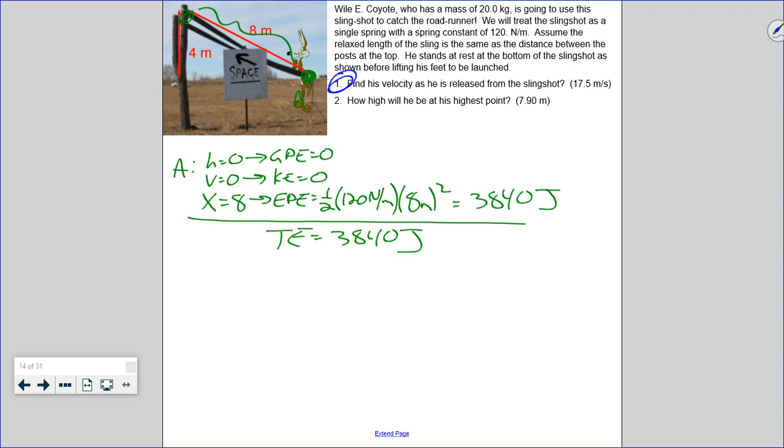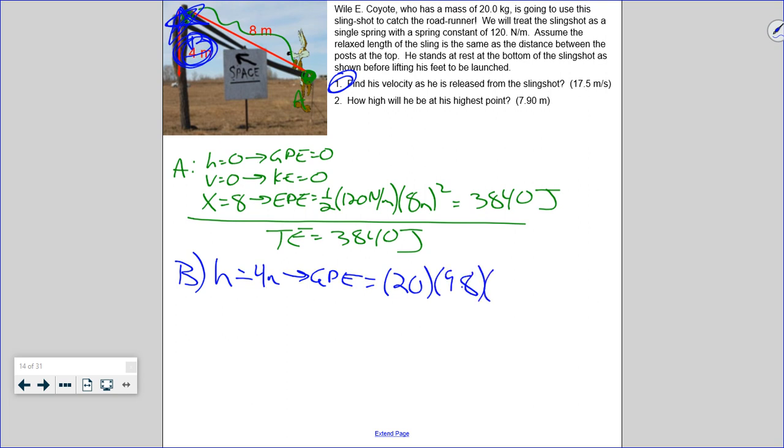So then he picks up his feet. The first question wants us to find his velocity when he gets released from the slingshot. Let's call that point B. At point B, the height is no longer 0, and in fact, he's moved up, as the drawing shows, 4 meters. So we can find our GPE just by doing his mass times 9.8 times the height, which is 4 meters. That gives you 784 joules worth of energy. At that point, the slingshot is no longer stretched, so our elastic potential energy is 0.